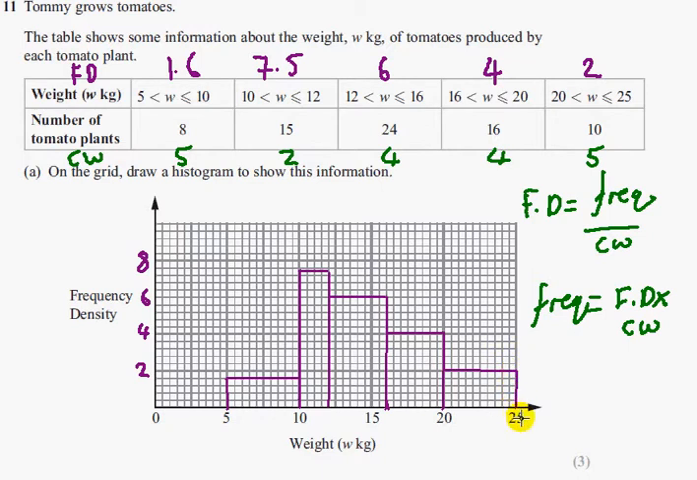And I have just completed the histogram. Okay, now this is worth 3 marks. The first mark comes from working out the frequency density. The second mark comes from the scale for the frequency density, and the third mark comes from a completely correct histogram, and that's it, and that's worth 3 marks.